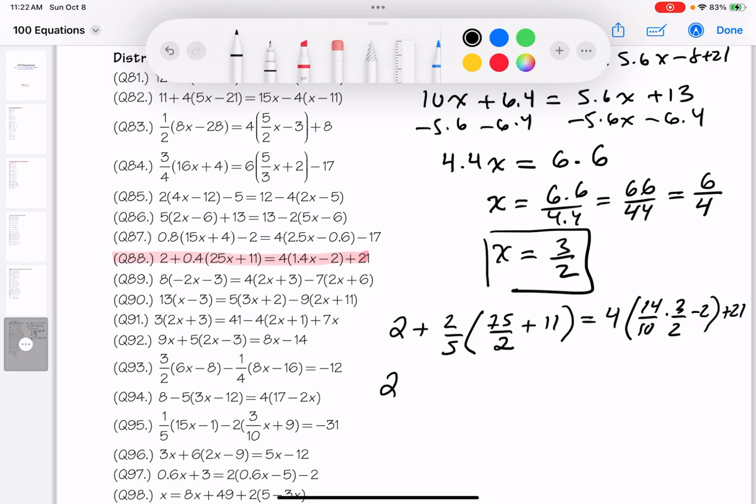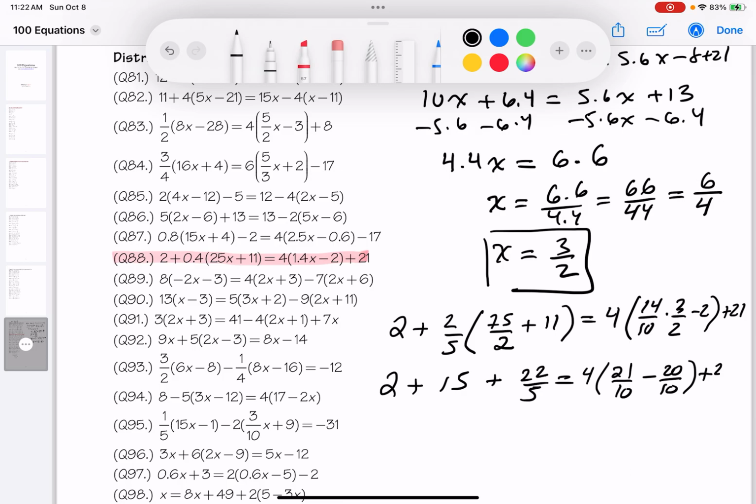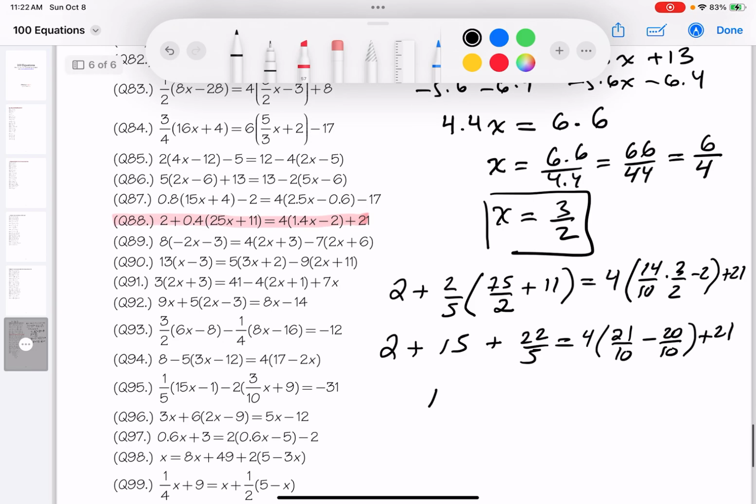Let's put this down. 2 plus, well, I think I could do the multiplication now. And 2/5 times 75 halves, the 2 cancels. And 5 goes into 75 15 times. Plus 22/5. Let's do this now. It's a little more complicated. You get 4. And I'm going to say, 2 goes into 14, 7. So 21 tenths minus 20 tenths plus 21. Let me keep moving. 17 plus 22/5 equals 4.